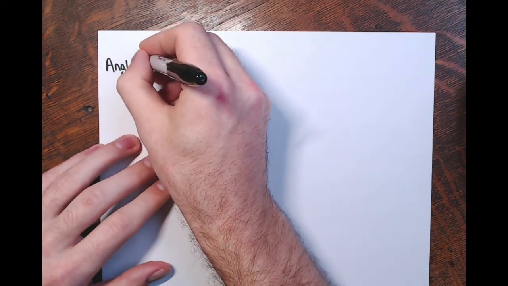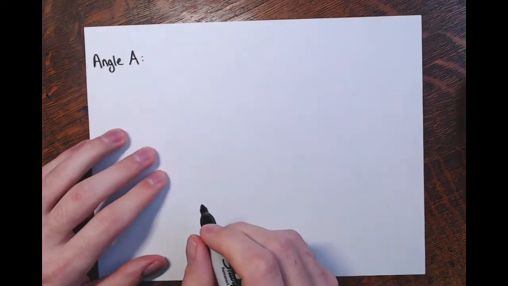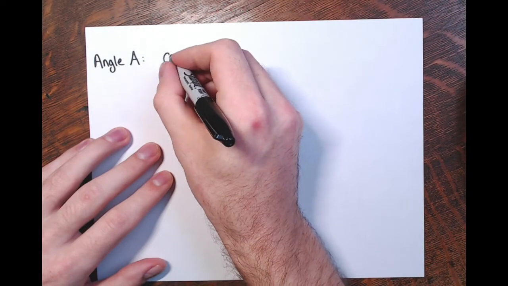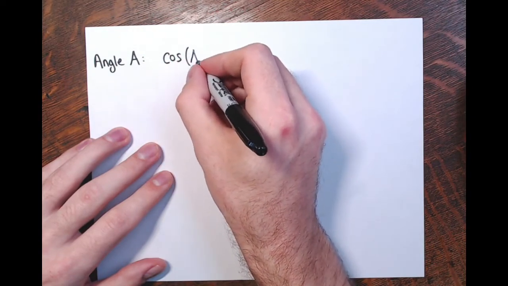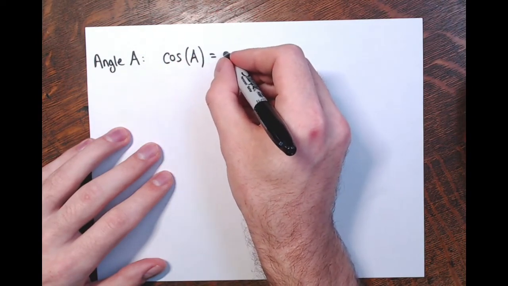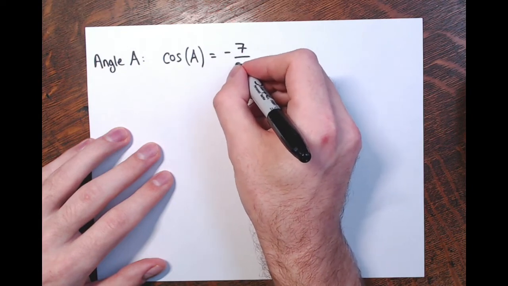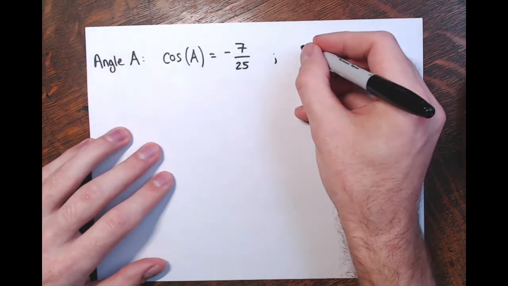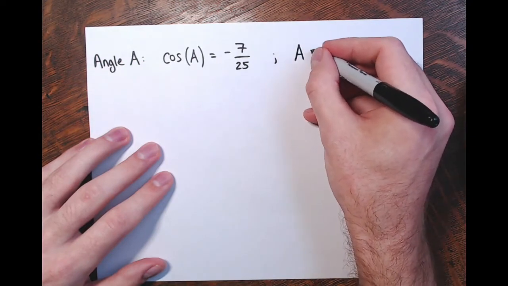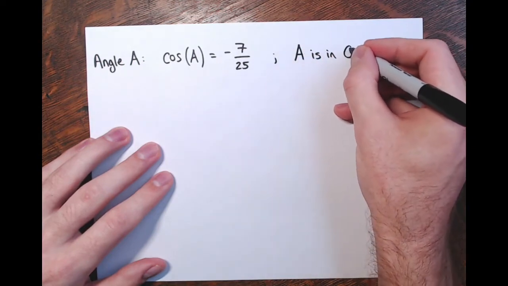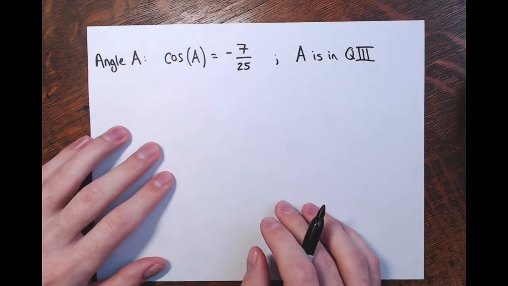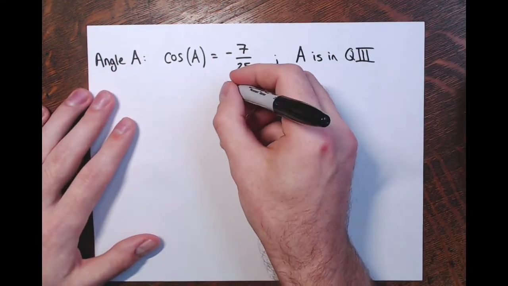The angle called A. What information are we given about angle A? Well, we're told that the cosine of angle A is negative 7/25, and we're also told that angle A is in quadrant 3. It ends in quadrant 3. So I'm going to draw a picture of angle A.